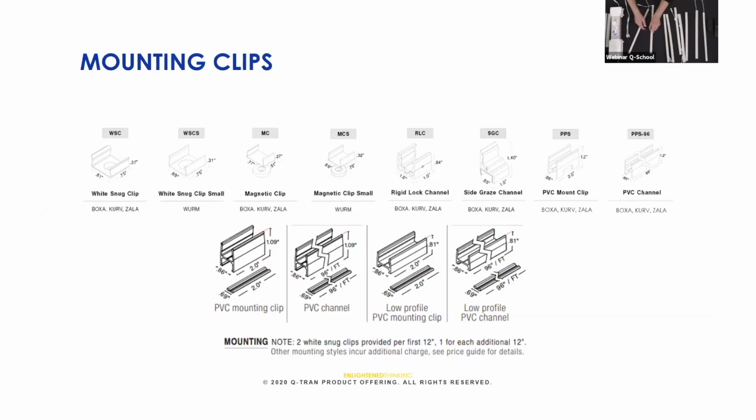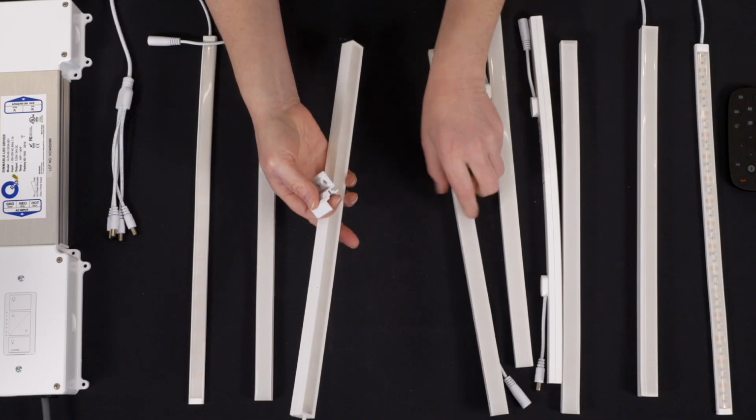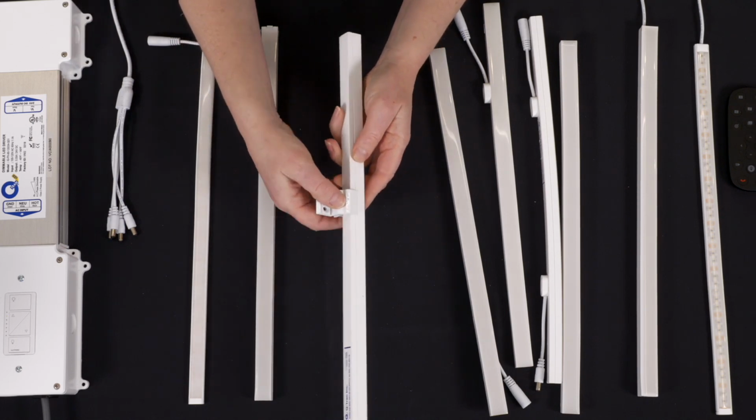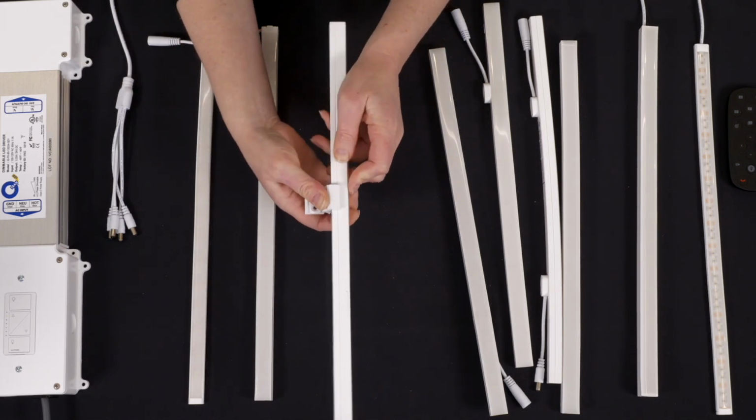And always make sure that when working with contractors that you remind them to leave a little space on the side where they install the hex screw so they can get a 90-degree Allen wrench in there in order to tighten it. The rigid lock channel is also made of stainless steel, as is the next clip, the side graze channel. And the side graze channel is terrific. And as we mentioned earlier, Doug's favorite. It is one of my favorites, absolutely.